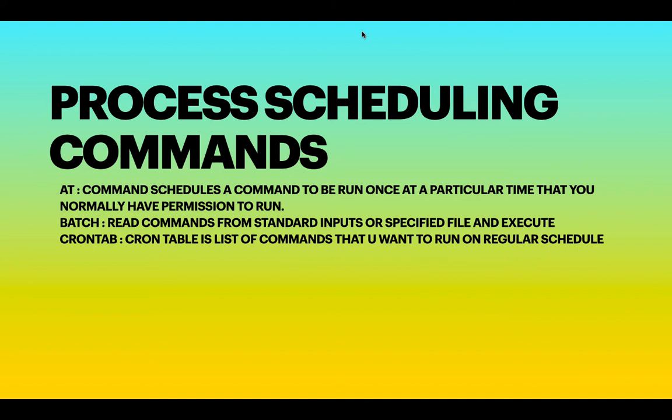Next we have different types of commands, starting from process scheduling commands, memory related commands, and process communication commands. We'll see step by step what the different commands are. First is process scheduling. How do you schedule a process? Scheduling means which time, which date, which process, which hour, which week, like that I can schedule each and every process. We have three different commands to schedule. The first command is at. The at command will schedule a command to be run.